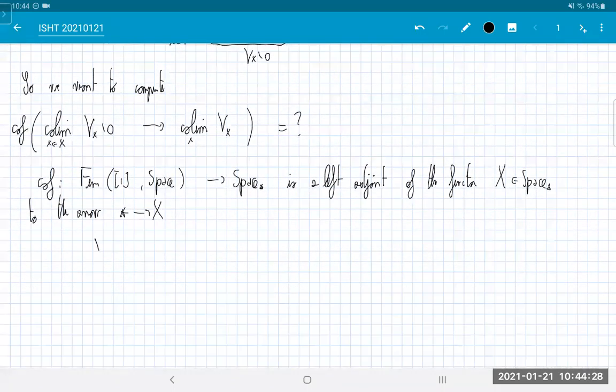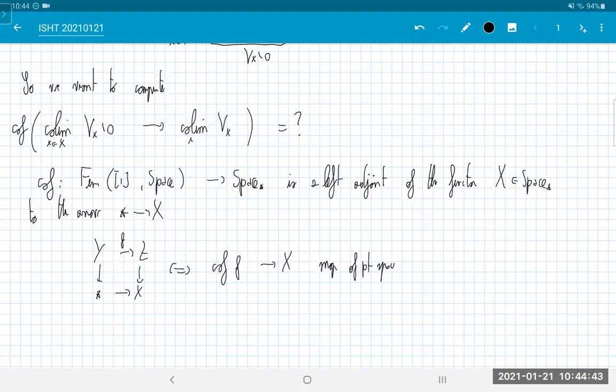Right, you have a map Y to Z going here. That's the same thing as a map of pointed spaces from the cofiber, so I call this F, into X, a map of pointed spaces. That's the universal property of the pushout. So the cofiber is a left adjoint. In particular, it commutes with homotopy colimits.